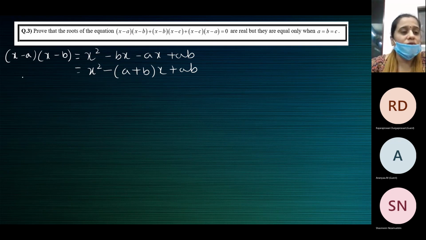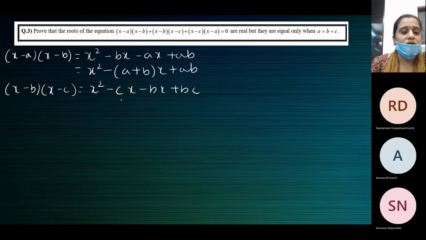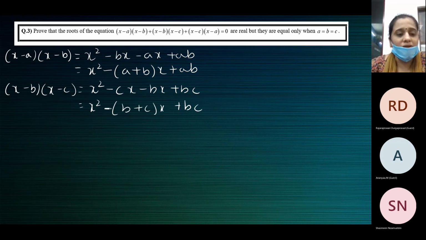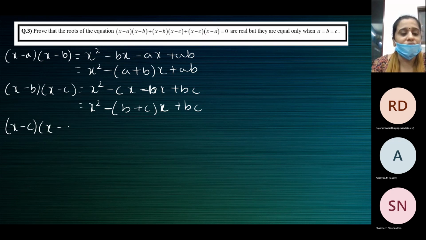Now, take the next one. x minus b into x minus c. What's the product? X squared minus cx minus bx plus bc. So it's nothing but x squared minus b plus c of x plus bc. Because here minus b into x is minus bx, minus into plus is minus cx, plus bc. Then what is x minus c into x minus a?